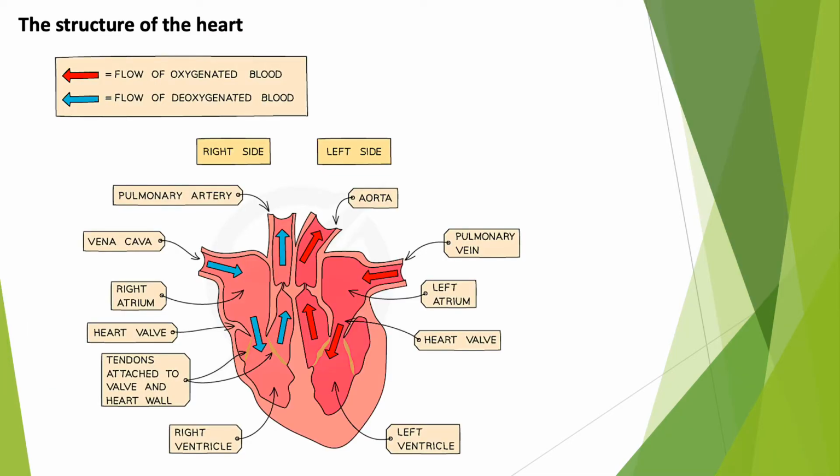Next, the structure of the heart, the right side and the left side of the heart. The red arrows indicate the flow of oxygenated blood, whereas the blue arrows indicate the flow of deoxygenated blood. We need to memorize the main parts of the heart, such as pulmonary artery, vena cava, right atrium, right ventricle, heart valve, left atrium, pulmonary vein, and the aorta.